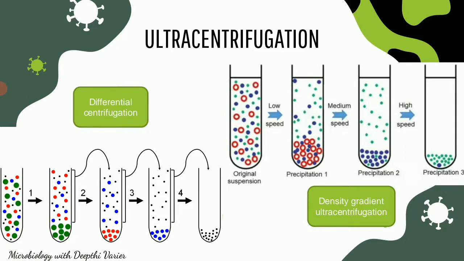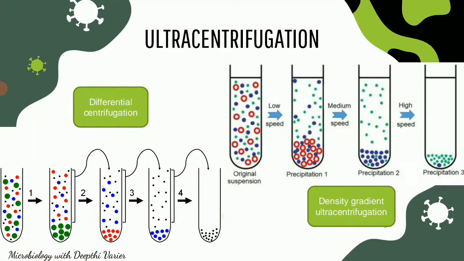But there are two major methods of ultracentrifugation which are in use for viruses today. The first one is differential centrifugation. This is a technique which is routinely used to separate the components of a solution based on the sedimentation rate. Here the different fragments have different sizes and different densities.